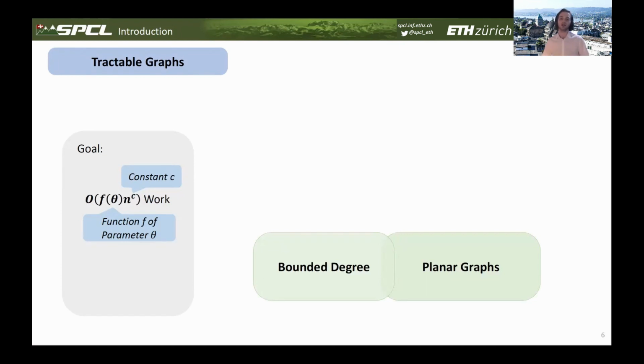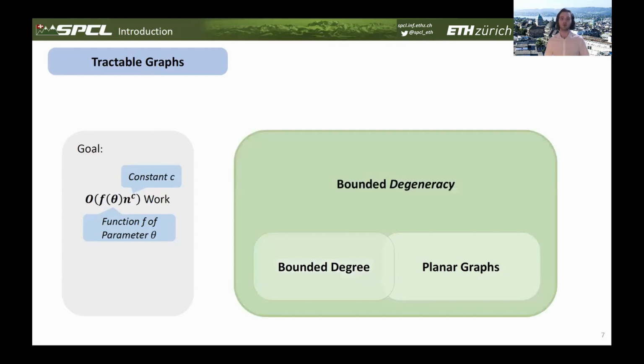For example, in bounded degree graphs, we can compute all k-cliques efficiently. And also for planar graphs, it is well known that they do not contain any 5-cliques, and all cliques can be enumerated in linear time in planar graphs. We focus on graphs which have low degeneracy. This concept generalizes both bounded degree and planar graphs.